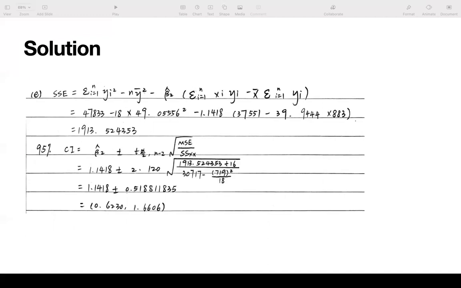1,900,13.524353, and we can thus calculate the value for the 95% CI, which we can plug in values for beta 2 hat plus or minus t critical value with alpha divided by 2 and n minus 2 degrees of freedom times the square root of MSE divided by variance of x. So we have the CI equal to 0.623 to 1.6606.